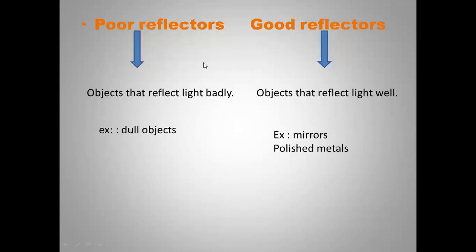We have two types of reflectors, poor reflectors and good reflectors. Poor reflectors are objects that reflect light badly, like dull objects. Good reflectors are objects that reflect light well, like mirrors and polished metals.